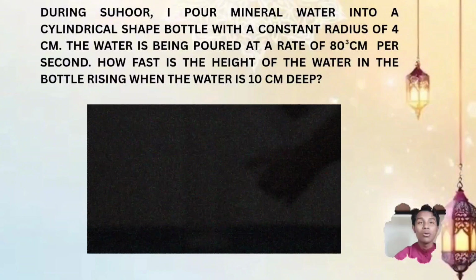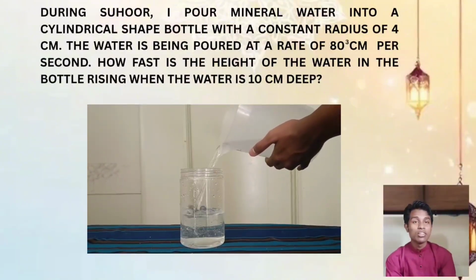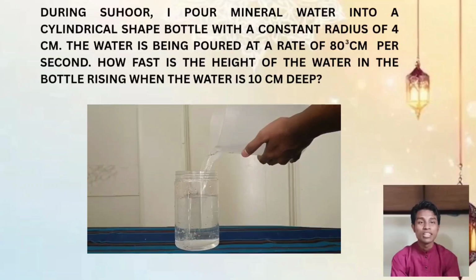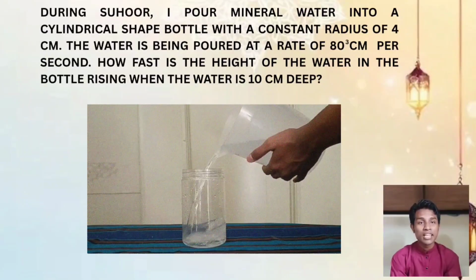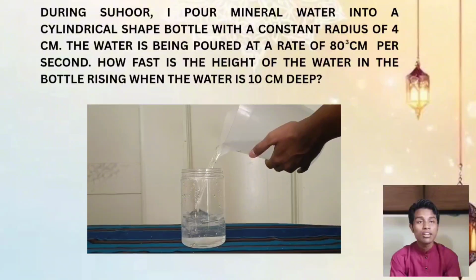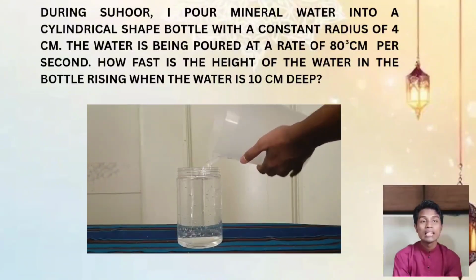Assalamualaikum. My name is Muhammad Amal Luqman, and now I will talk about application of differentiation. Pouring mineral water into a bottle problem. I pour mineral water into a cylindrical shaped bottle with a constant radius of 4 cm. The water is being poured at a rate of 80 cm cubed per second. How fast is the head of the water in the bottle rising when the water is 10 cm deep?